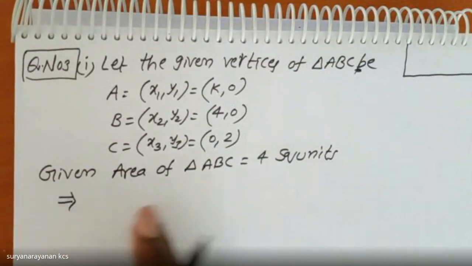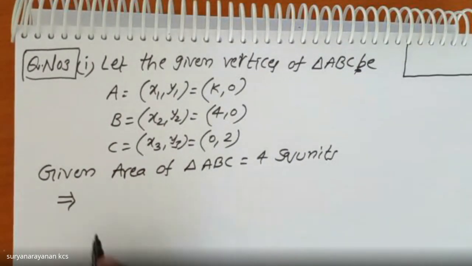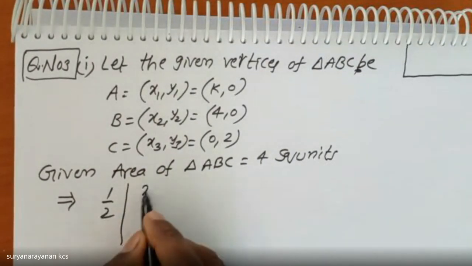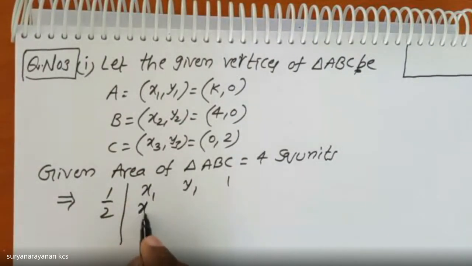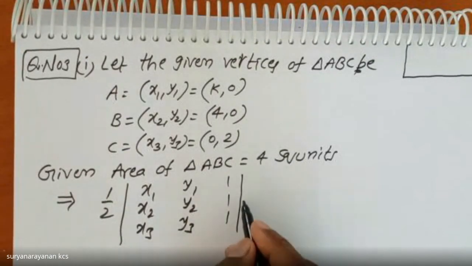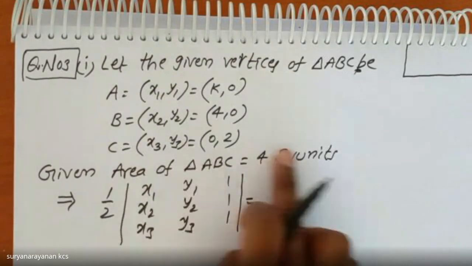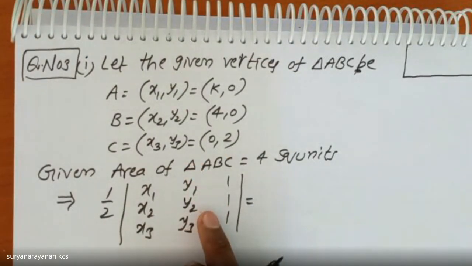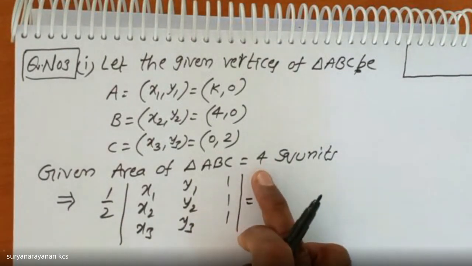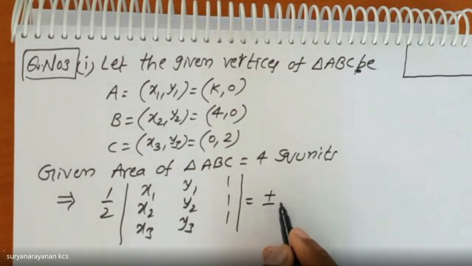Here it is given that the area of the triangle is 4 square units. This implies, in the LHS, let us write the formula 1 by 2 into the determinant with rows x1 y1 1, x2 y2 1, x3 y3 1 is equal to, as we told previously in the remark, if the area of the triangle is given, we have to take positive and negative values. So actually it is given as 4, but we have to write it as plus or minus 4.